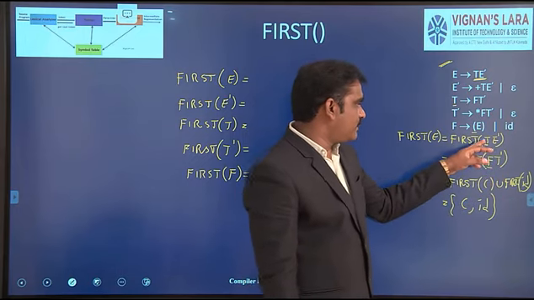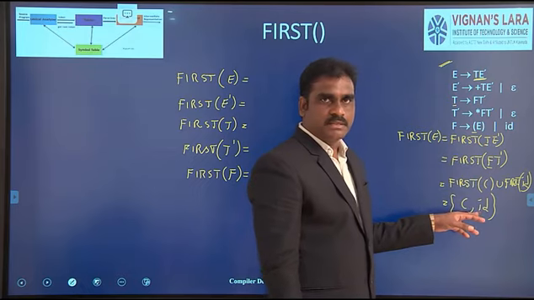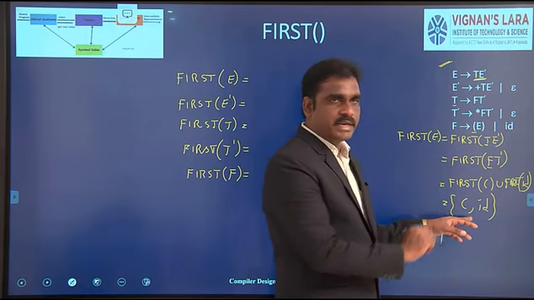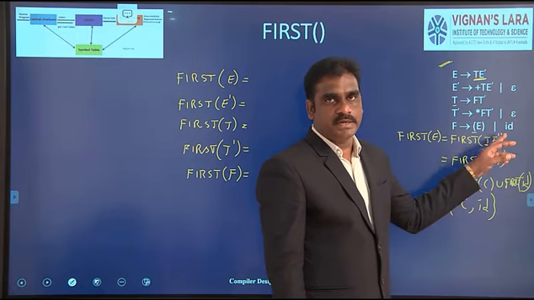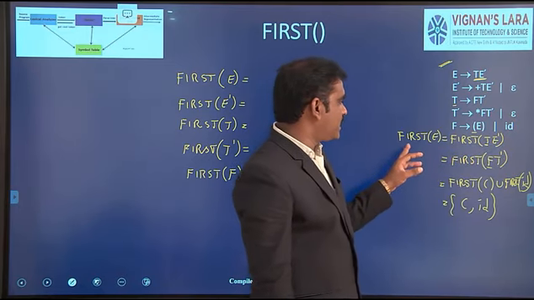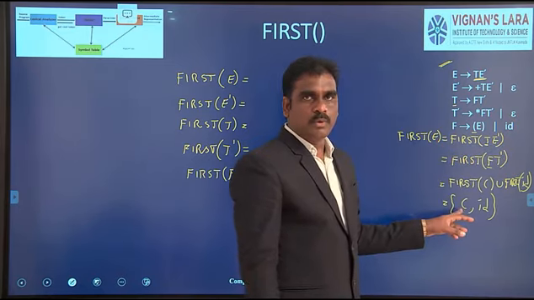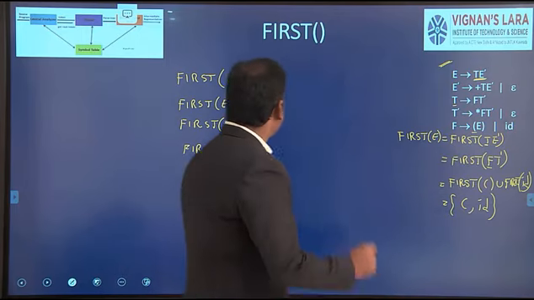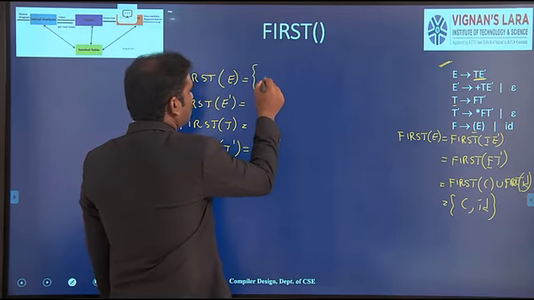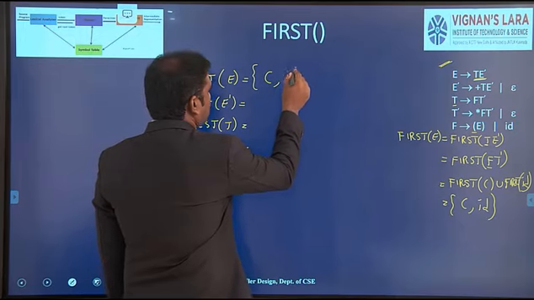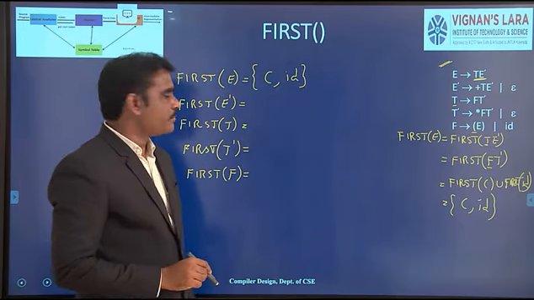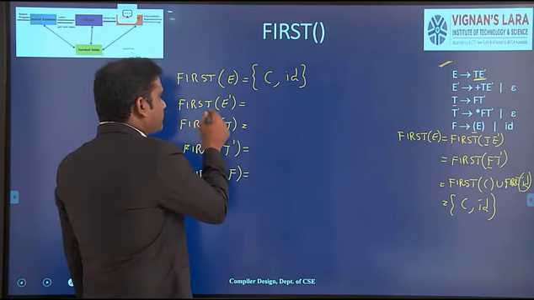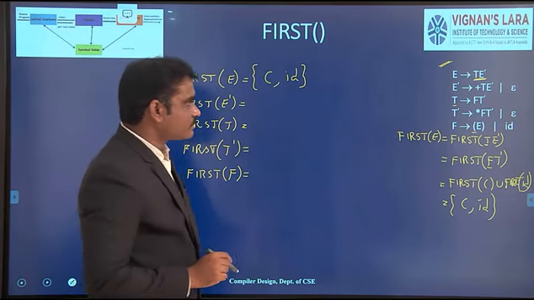In the same way, the first of T result is the same. It does not contain any epsilon symbol, so no need to add first of E dash. So the final result is first of E equals open parenthesis comma ID. This is the answer.